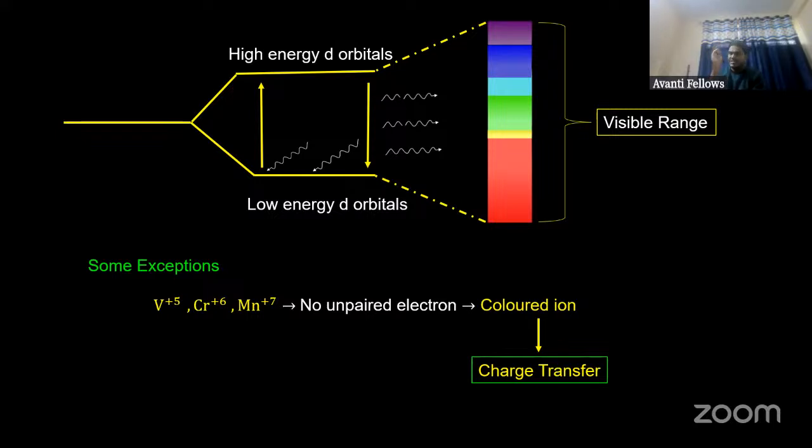So in vanadium, chromium, and manganese, right? So V+5, chromium +6, and Mn+7, no unpaired electron. However, they form colored ion due to charge transfer. So remember this term as well.